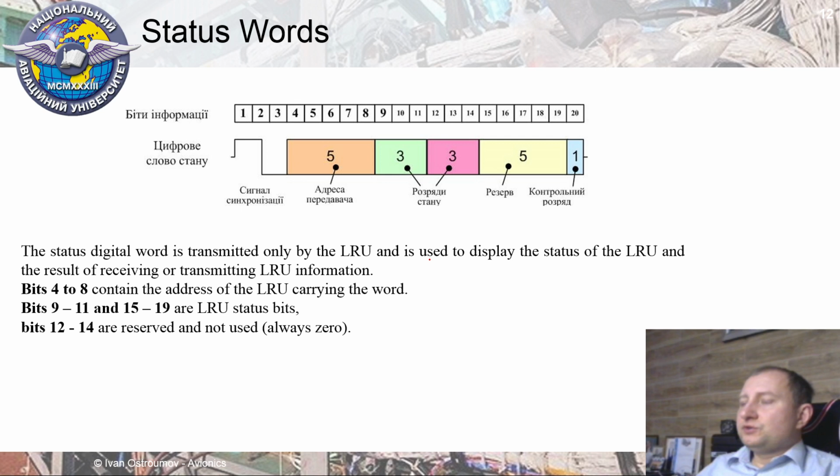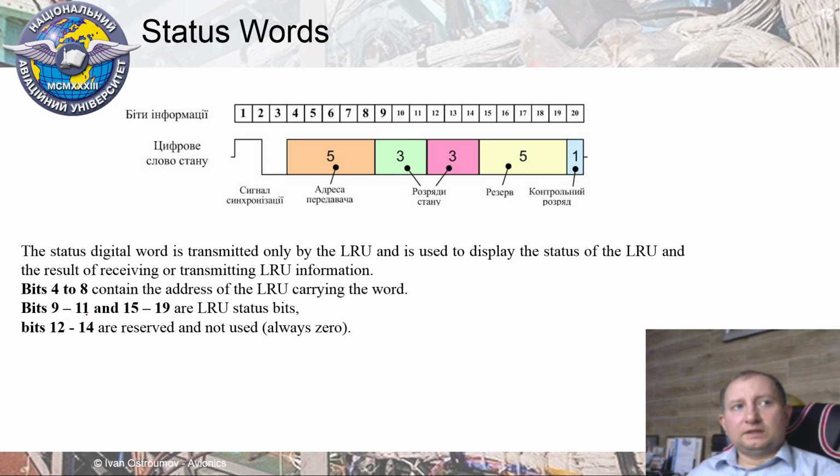It includes only two fields important for us. Thus, bits from 4 to 8 contain the address of LRU, which is carrying the word. And bits from 9 to 11 and from 15 to 19 are LRU bits according to a specific coding table. Bits in the middle, from 12 to 14, are reserved and not used.